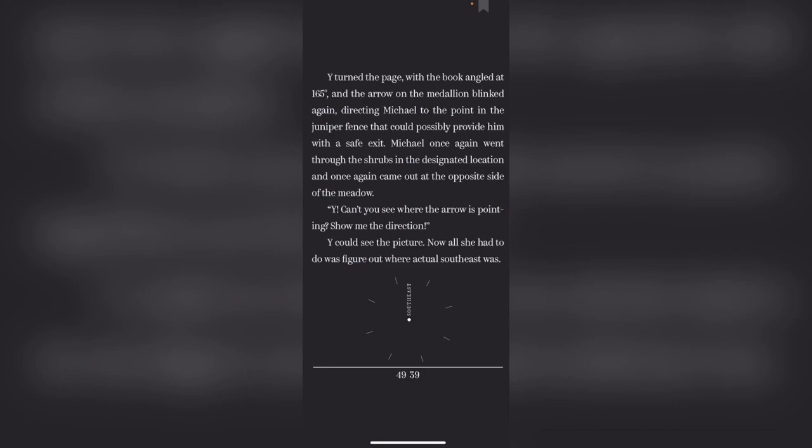Y turned the page with the book angled at 165 degrees. And the arrow and the medallion blinked again, directing Michael to the point in the juniper fence that could possibly provide a safe exit. Michael once again went through the shrubs in the designated location and once again came out on the opposite side. "Why? Can't you see where the arrow is pointing? Show me the direction." Well, she could see the picture. Now all she had to do was figure out where the actual southeast was.